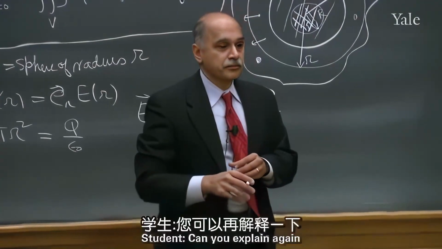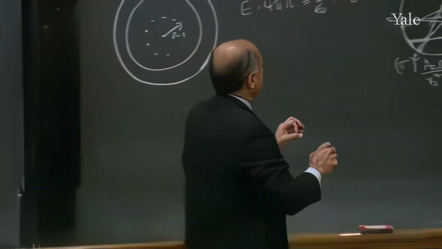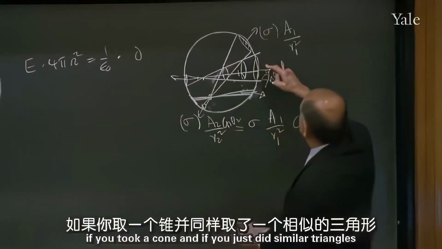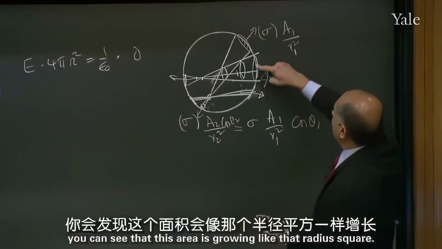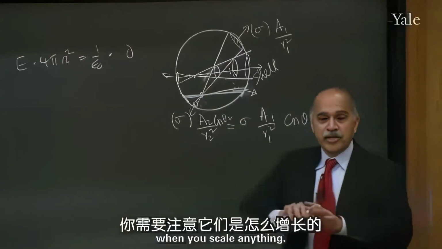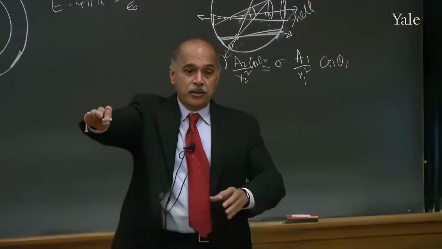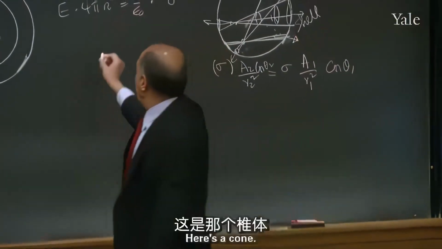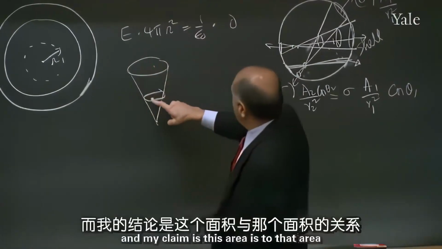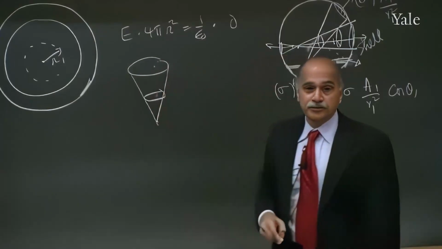Yes? No, can you explain again why the A over r squareds are equal? Well, you can see that if you took a cone and if you just did similar triangles, you can see that this area is growing like that radius squared. It's a matter of how areas grow when you scale anything. Take a cone, and you slice it at some point, and slice it even higher. Here's a cone. You slice it there and you slice it there, and my claim is this area is to that area as that distance squared is to that distance squared.